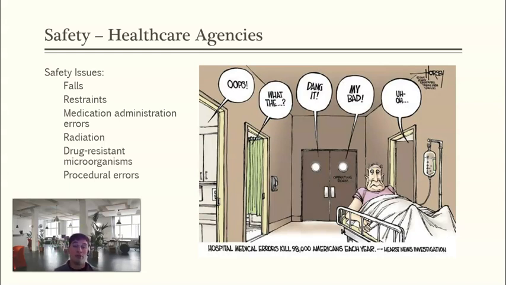Restraints are always going to be controversial. Simply put, any nurse, any medical provider, you're going to be guaranteed across the board, regardless of your facility's policy, you're going to have to exhaust all options before you ever put a restraint on a patient.